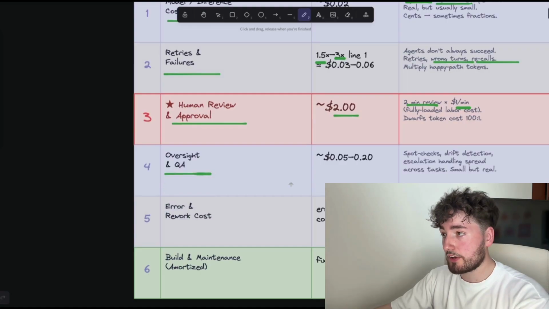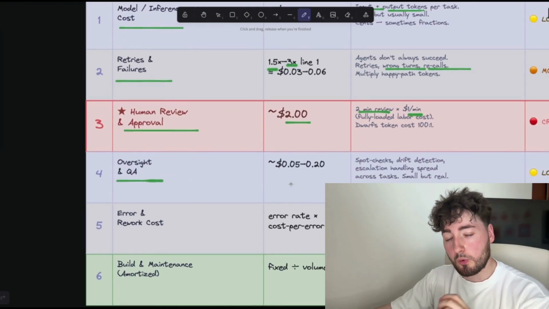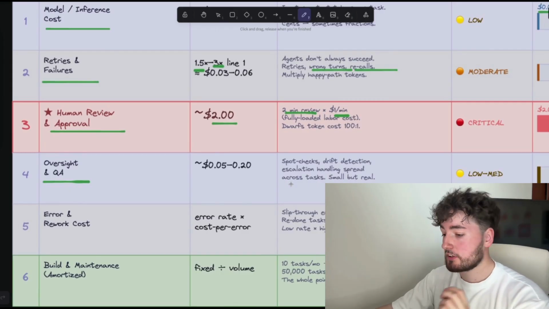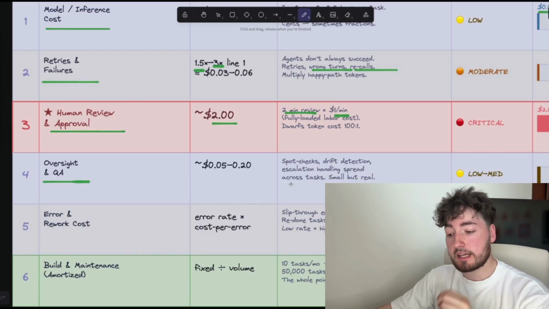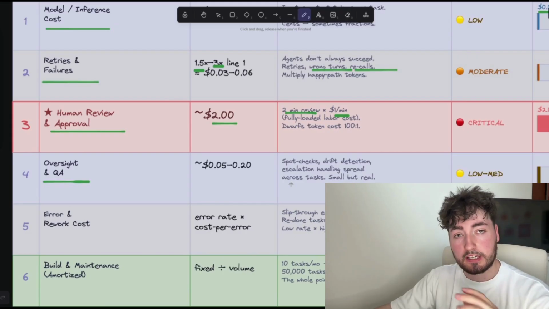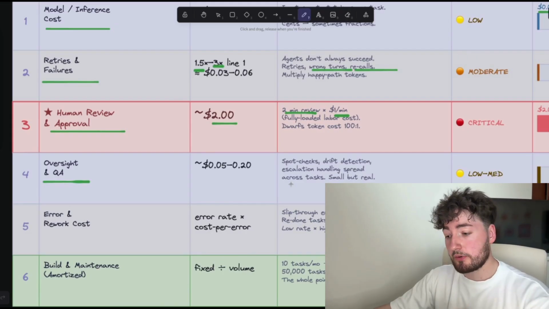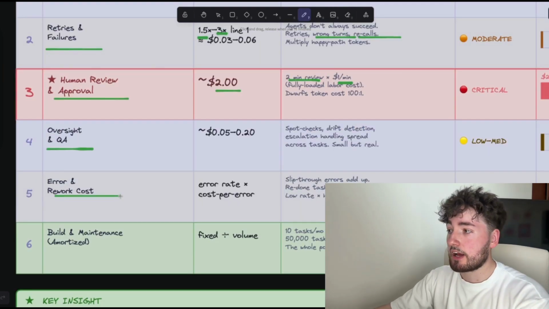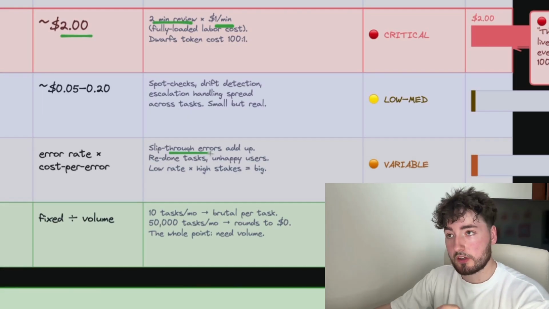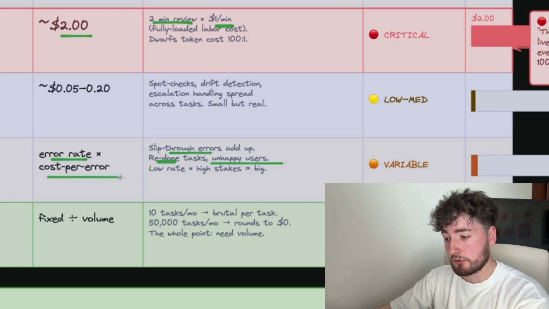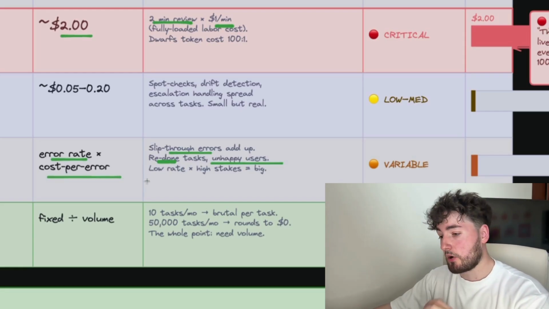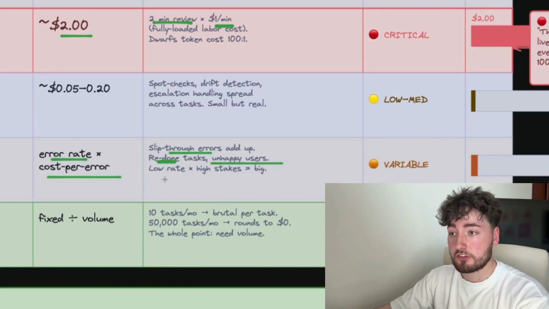Line 4 is the oversight and QA. Someone has to monitor quality over time, spot check, catch drift, handle escalations, spread across all tasks. Maybe it adds a few cents to a few dimes each time. Small per task, real in aggregate. Line 5 is the error and rework cost. When the agent is wrong and it slips past review, what does that cost? A redone task, an unhappy customer, occasionally something worse. And you estimate it by error rate times cost per error. Even a low rate on a high-stakes task changes the math.